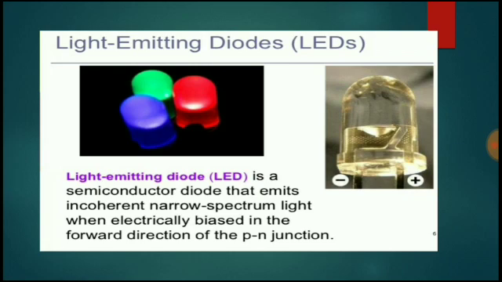LED is a semiconductor diode that emits incoherent narrow spectrum light when electrically biased in the forward direction of the PN junction. So it is a diode, and it works under which condition? Forward bias condition. So LED is a semiconductor device.